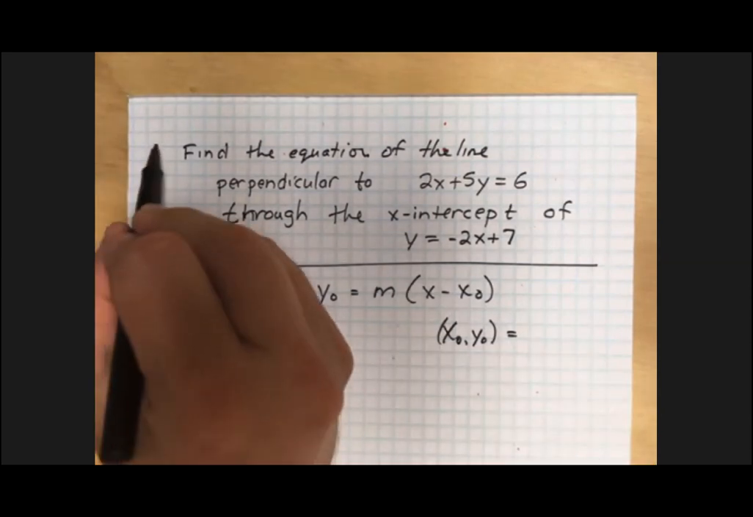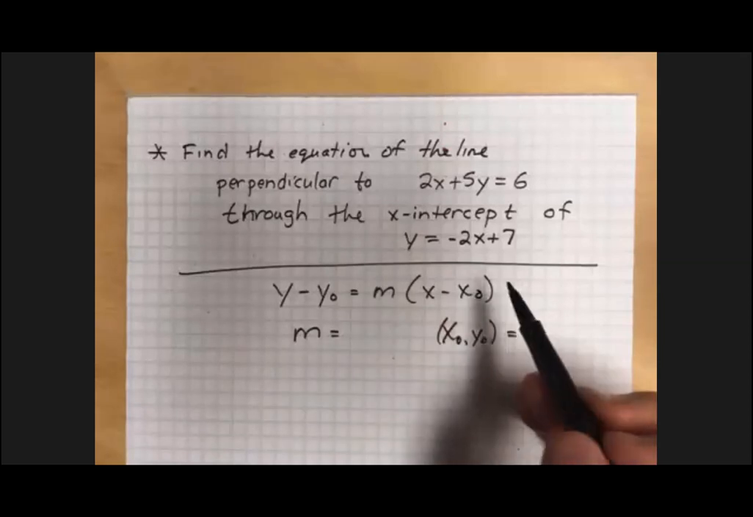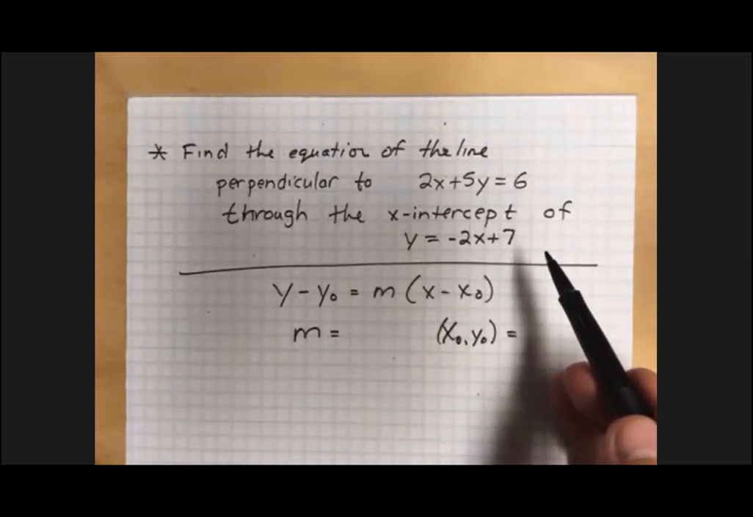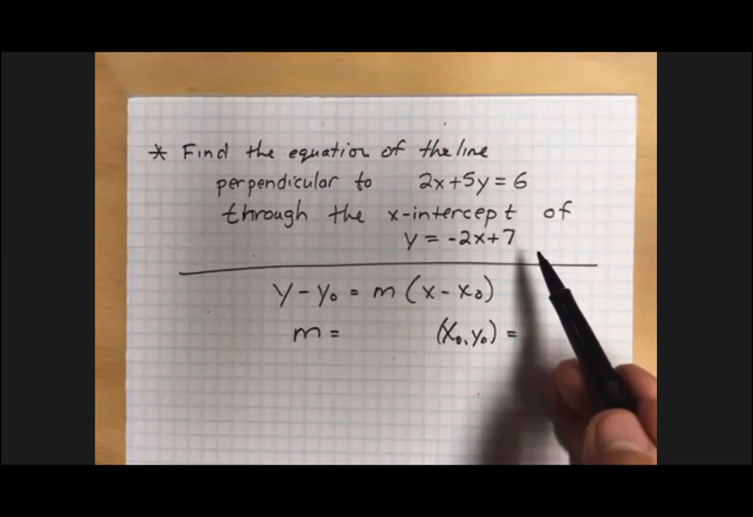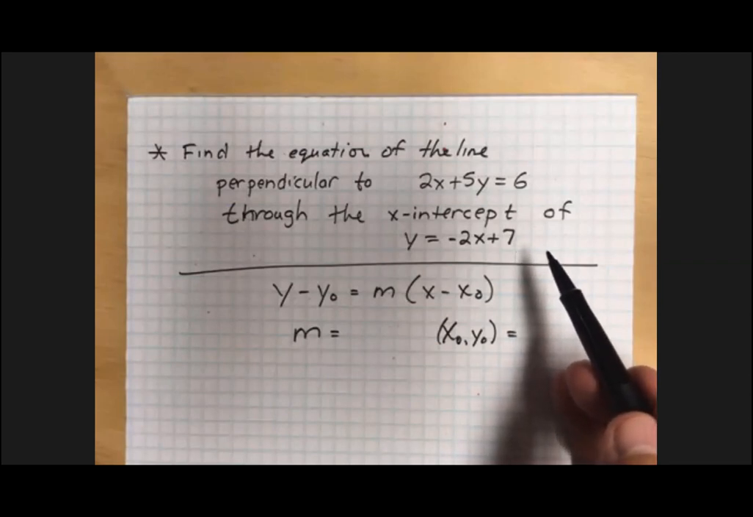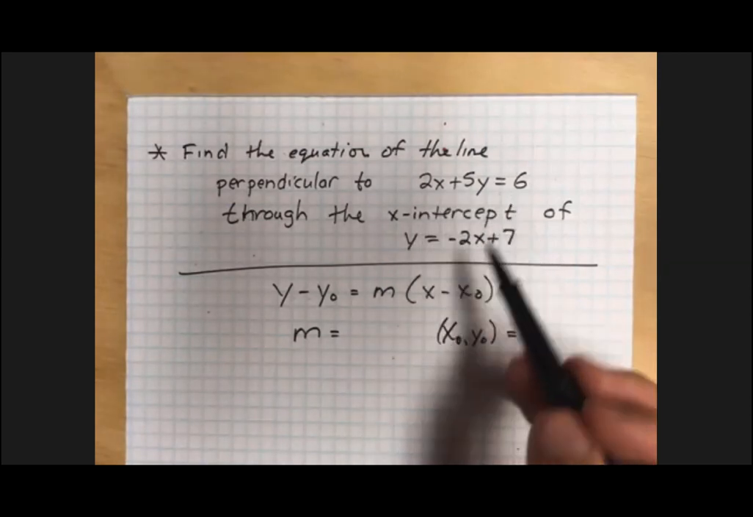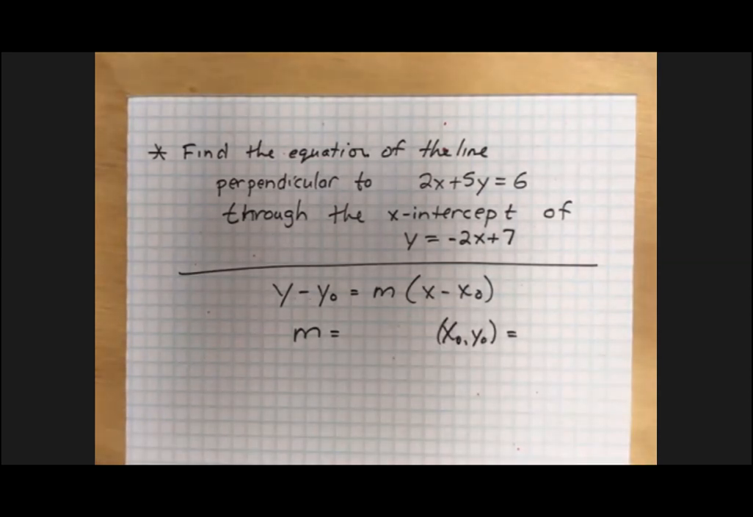Why did I call this a nasty one? Because your first reaction is, what's the slope? Where's the point? I didn't give you either one. I didn't give you a slope or a point. But then you've got to think to yourself logically: if he asked me the question, he must have given me what I need.